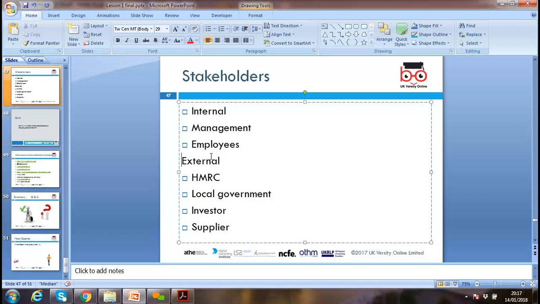Stakeholders means anybody who has any interest in a company. A customer could be a stakeholder, because a customer is really keen that the company provides the goods, whatever they promise, within a price, within a quality, and within a time.